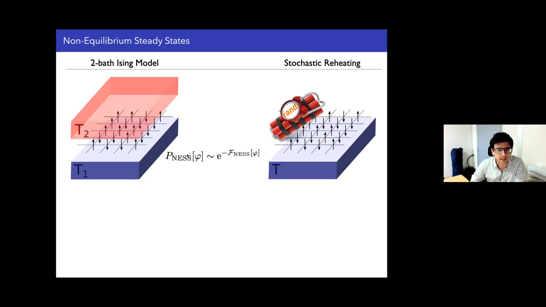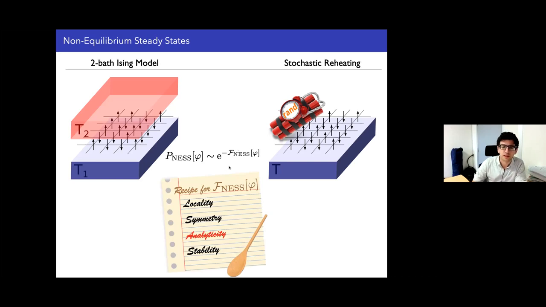And you can always define, if you want, an effective free energy by just taking the log of this distribution function, right? So this defines this non-equilibrium steady state free energy, f of phi. The game now, of course, is to understand what the basic principles are that guide us, and to write it down in a heuristic manner, the way that Landau does in equilibrium, right? And I'm going to argue that we have to revisit the claim of analyticity.